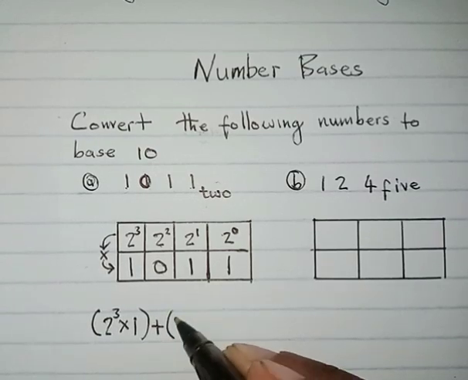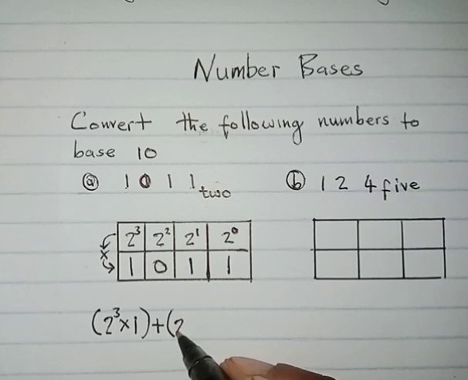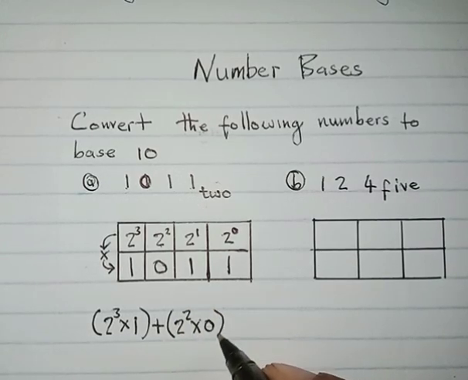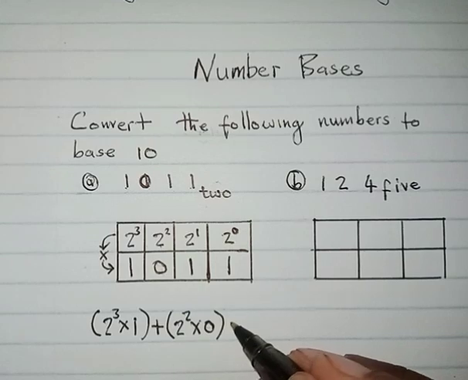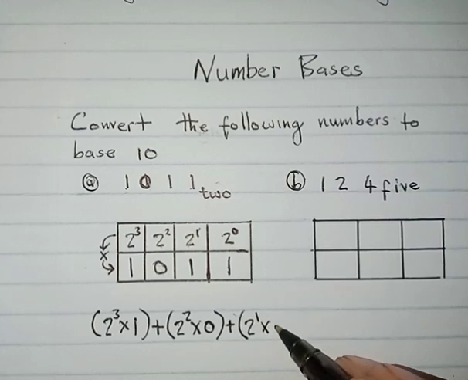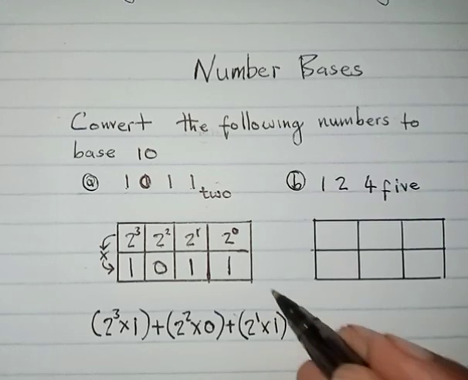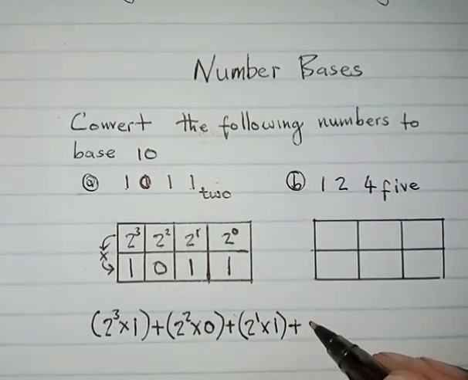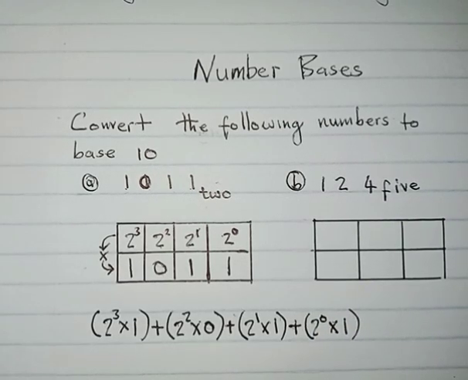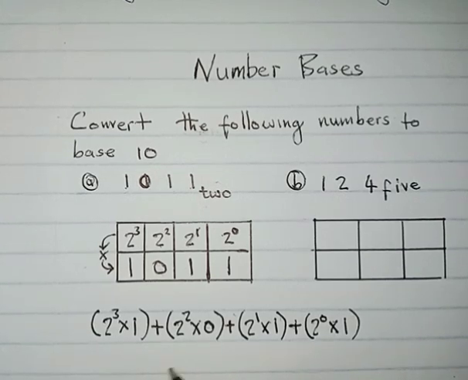We go to the next box, we have 2 to the power 2 multiplied by the 0. Then we connect by addition, plus. Then we have 2 to the power 1 times 1. Next, we have 2 to the power 0 multiplied by 1. Now let us simplify this so that we can get a single value.